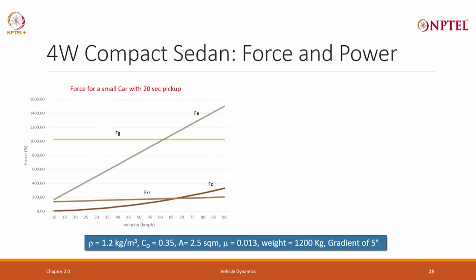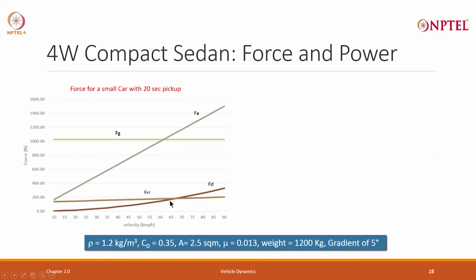Look at the other two components. Compared to these two components, they look very small. Look at the rolling resistance, just under 200 to begin with. As speed goes up, it goes up to 200 newtons. What about drag? Well, even at 50-60 kilometers per hour, it is still under 200. At 90, it goes up slightly to around 300-350.